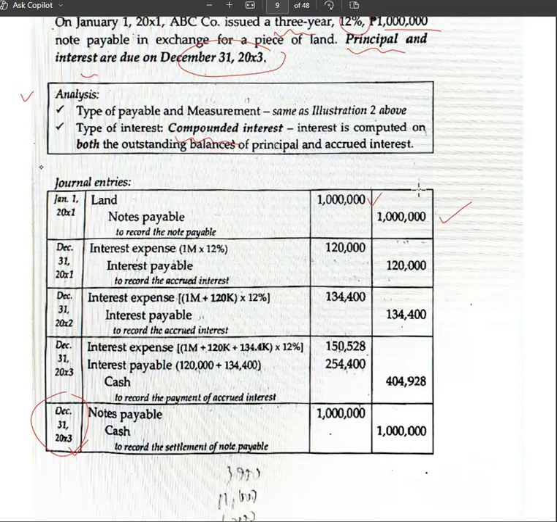We have to compute the interest expense. And remember, both the principal and the interest will be due at the third year. Therefore, at the end of the reporting period, or at the end of the first year, there is no payment of the interest, only accrual of this one. So we have here 1 million times 12%. So simply debit interest expense and credit interest payable.